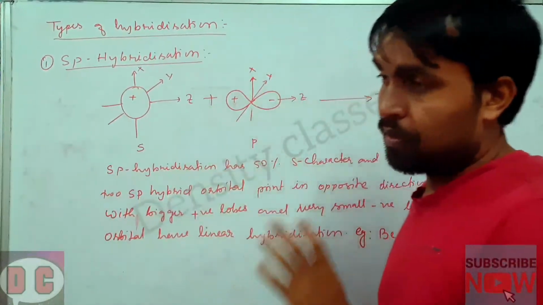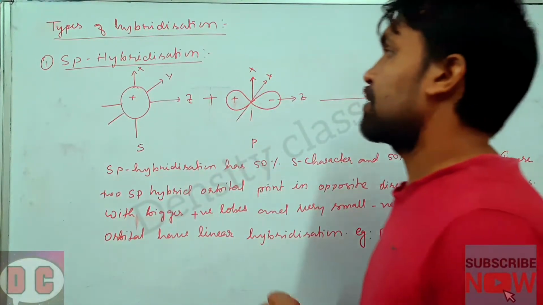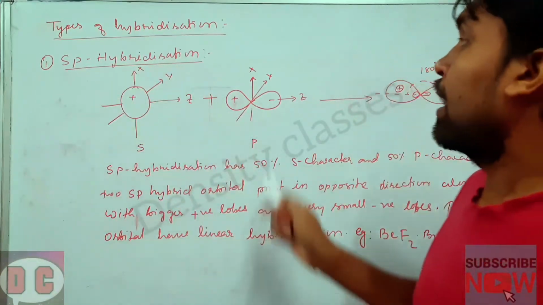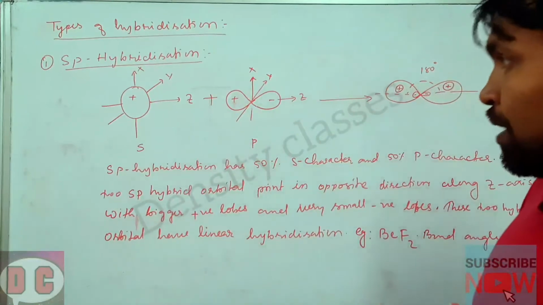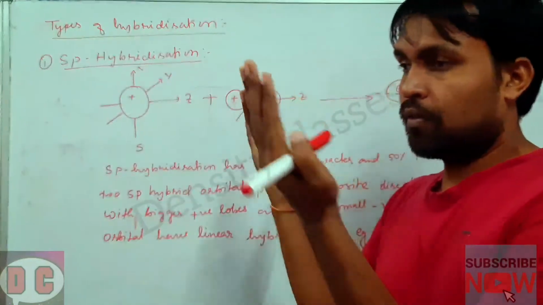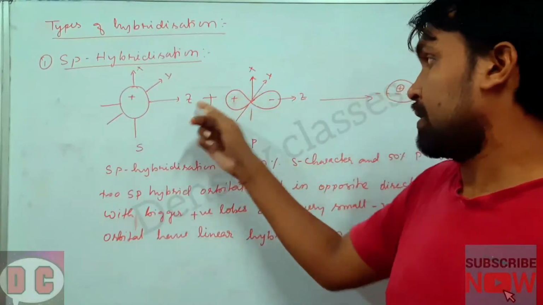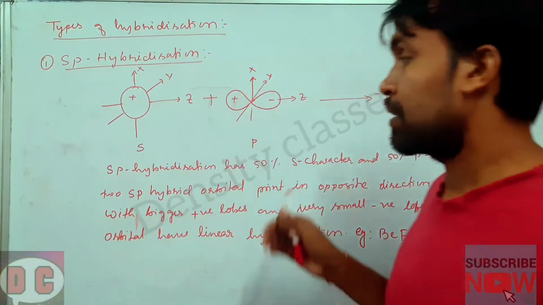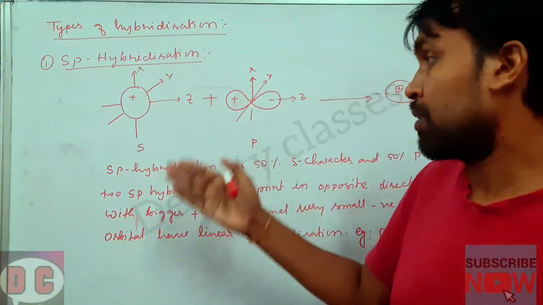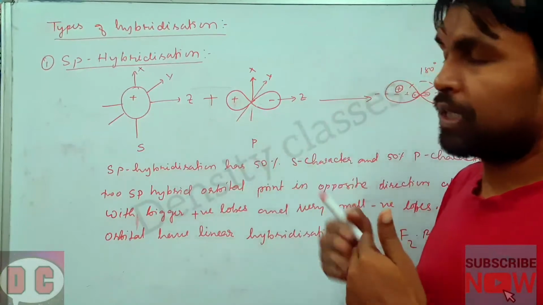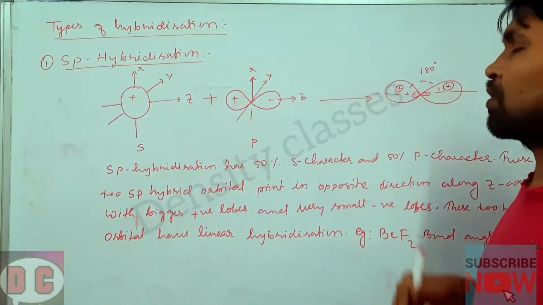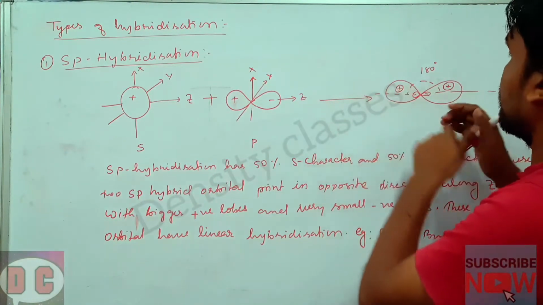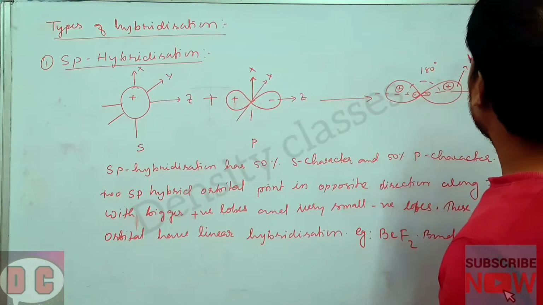Sp hybridization. In sp hybridization, how many s orbitals are combining? The s orbital which is combining is 1, and the p orbital which is combining is 1. The head-on overlapping is taking place along the z-axis. They are overlapping this way. One s orbital and one p orbital are participating in hybridization or overlapping. After the overlapping, you will see these are called lobes.